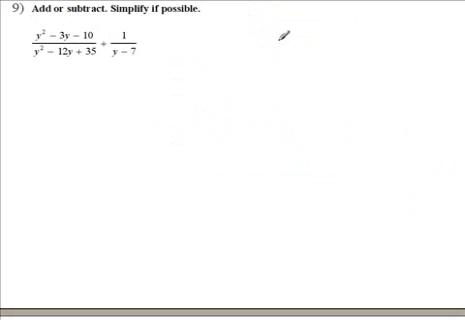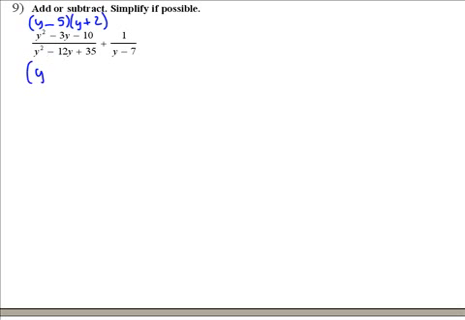Number 9, we need to add or subtract. We're adding. Let's find some factors. Top one, I need a y and a y. I need two numbers whose product is negative 10 and who are 3 apart. That should be negative 5 and positive 2. Well, they have a difference of 3 when you add them together. So negative 3.